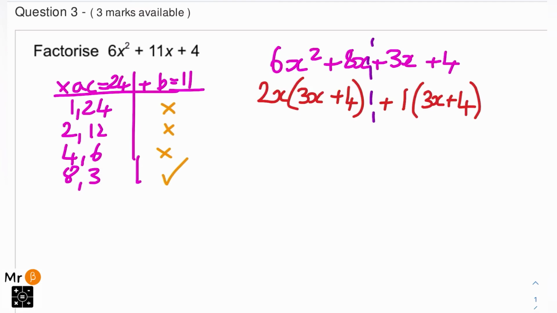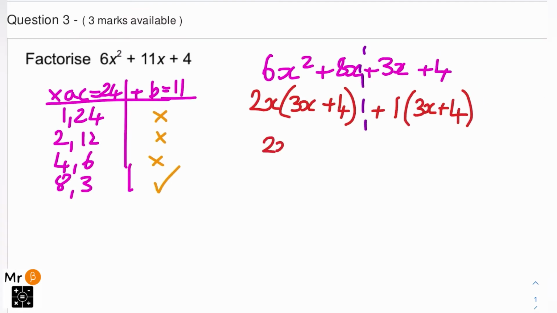Our brackets match, so now we can combine our bits of information together. We've got 2x plus 1 lots of this bracket 3x plus 4. Again, it hasn't asked us to solve, it's only asked us to factorise, so we finish there.